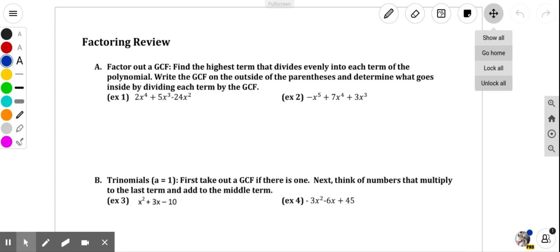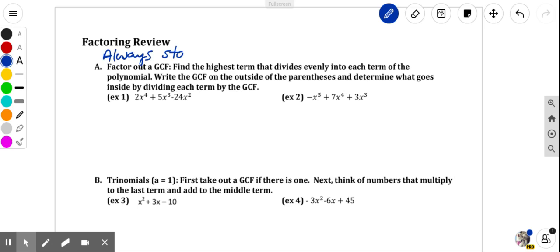So the first section is factoring out a GCF. This is something that you want to always start with, no matter what kind you have. Always start with looking for a GCF every single time. So when you have to factor, first see if there's a GCF. A GCF, remember, stands for greatest common factor.